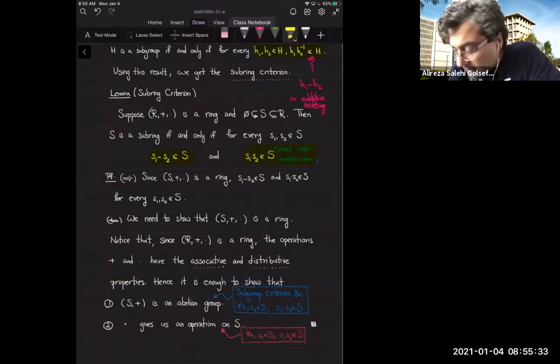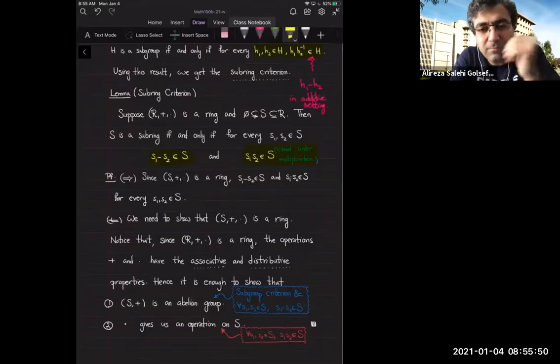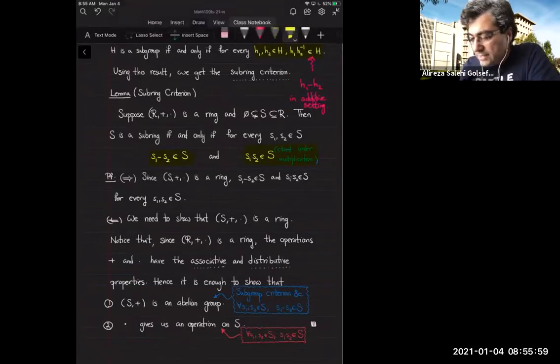Let's go to the other direction. So what do we need to show? The claim is that the same addition and multiplication give us binary operations on the set S. That's the first claim. And the second claim is that these binary operations satisfy the properties of rings. But notice that these are the same binary operations as they are inside R. So we do have the associativity of these binary operations and the distributive property of these binary operations. Assuming that they are binary operations on the set S, these two properties are guaranteed.